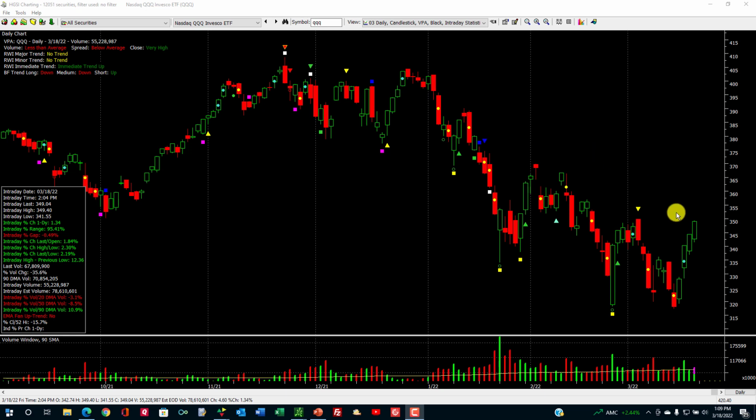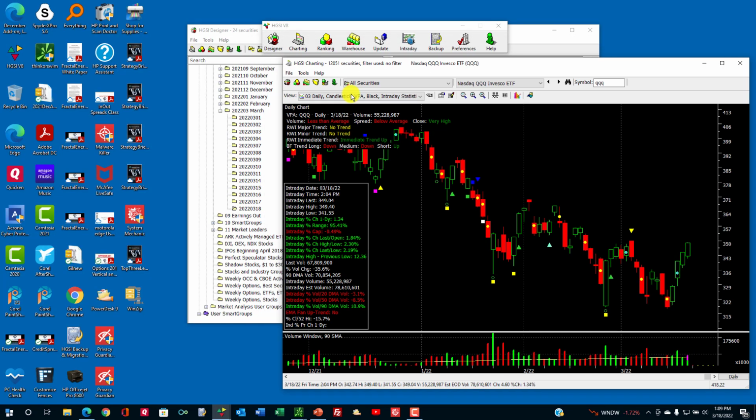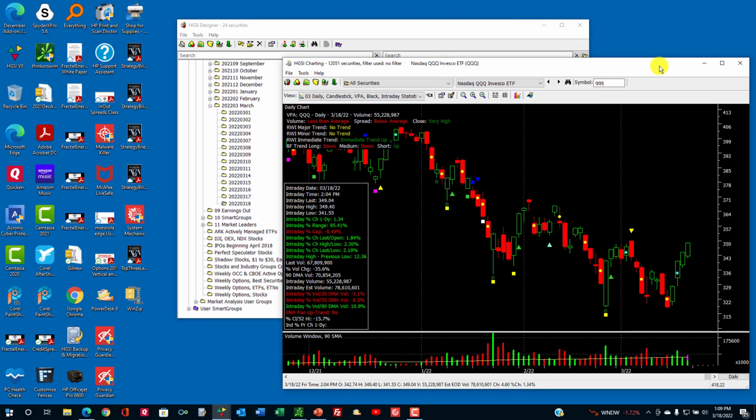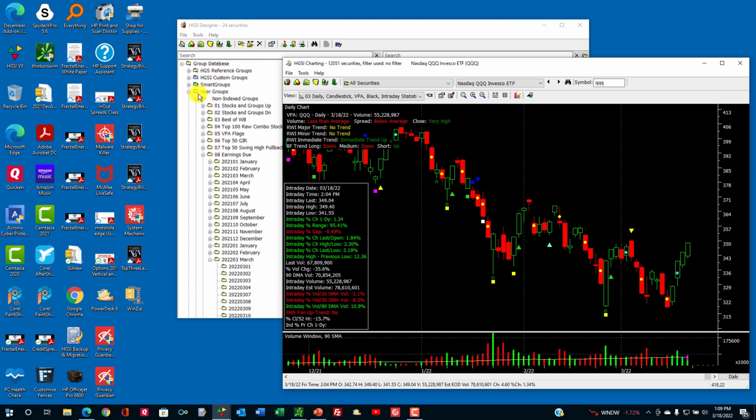Just a word of caution, by the end of the day, this green candle could turn into a red candle. I doubt if that's going to happen, but it's very possible. So anything is possible. Now I want to spend some time on this report looking at some other things.